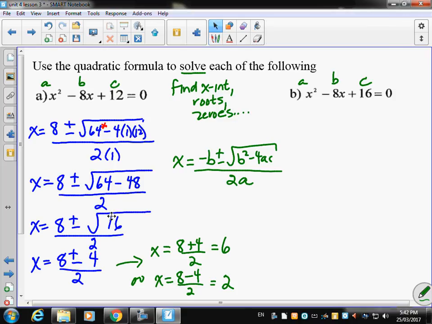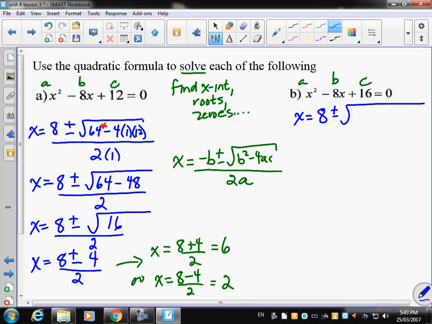Let's do the second one. I want my x-intercepts. Boy, the numbers are awfully similar for this one. The only thing that's different really is that 16. Okay, negative b. Well, my b value is negative 8, so negative b must be positive 8. Add or subtract, big old square root. Under the square root sign, I have b squared, and negative 8 squared means negative 8 times negative 8, so that's 64. Subtract 4 times a, invisible 1, times c, 16, over 2 times invisible 1.